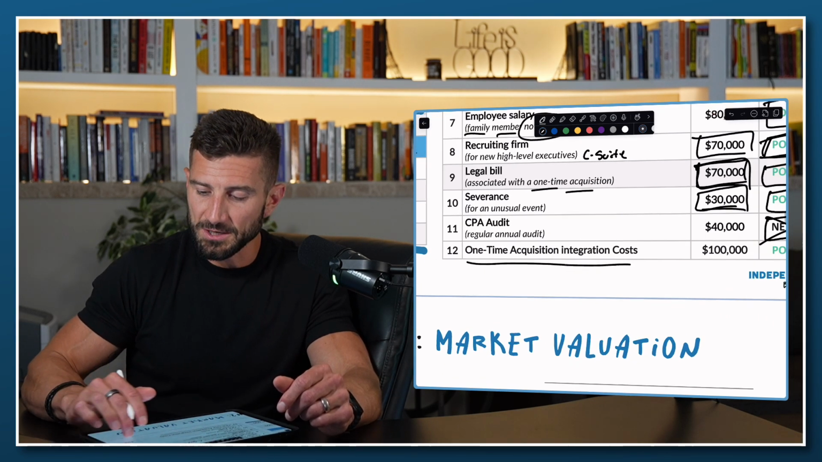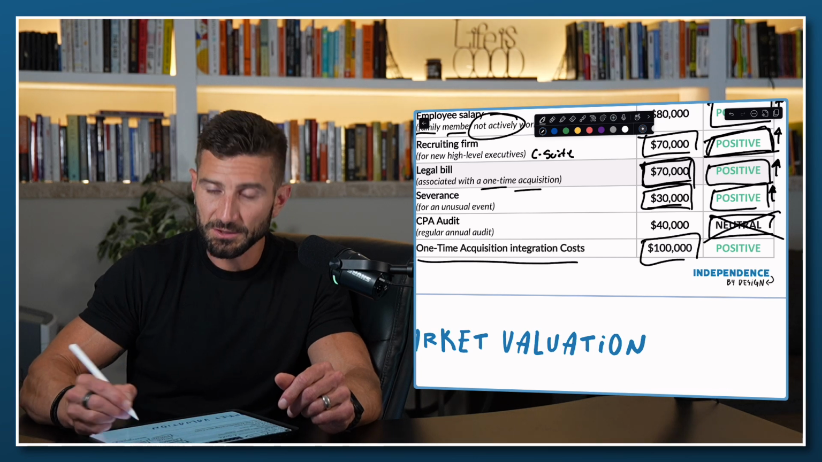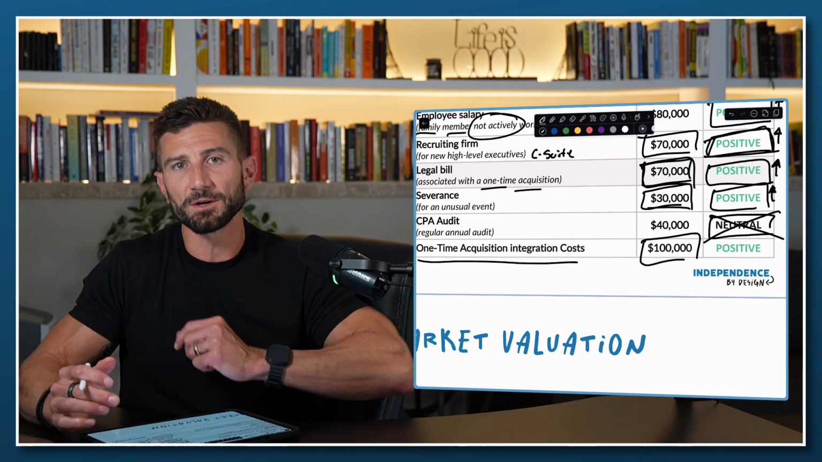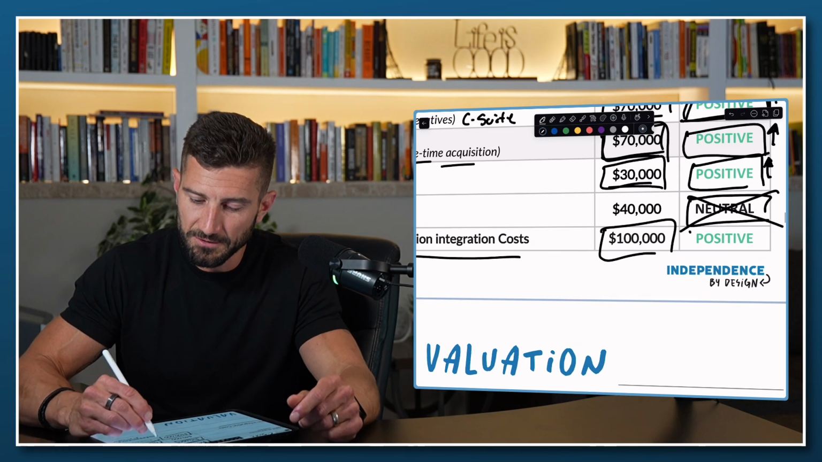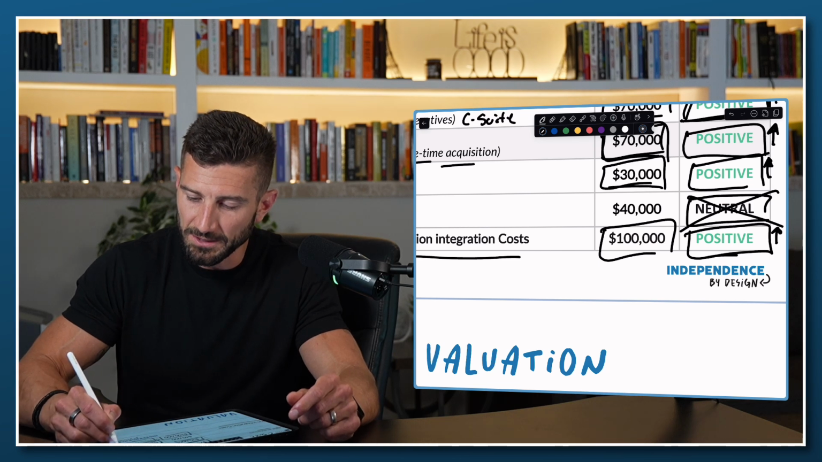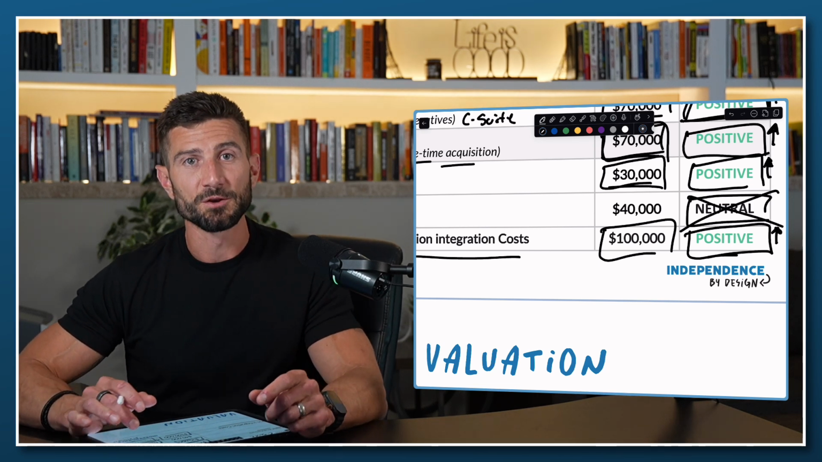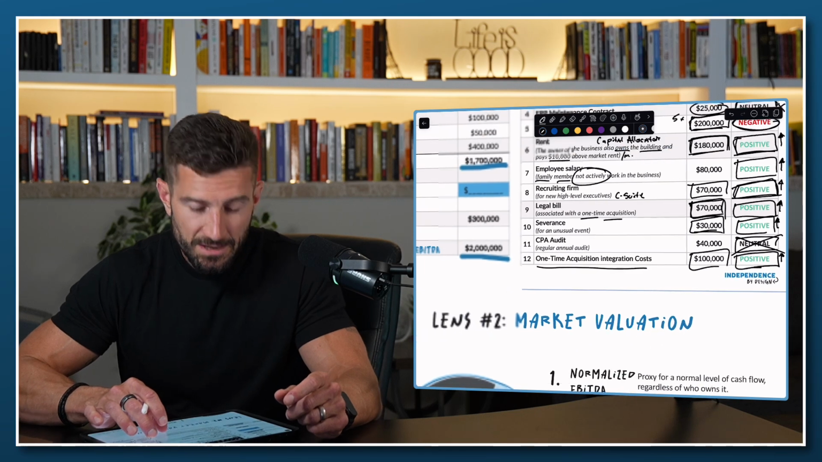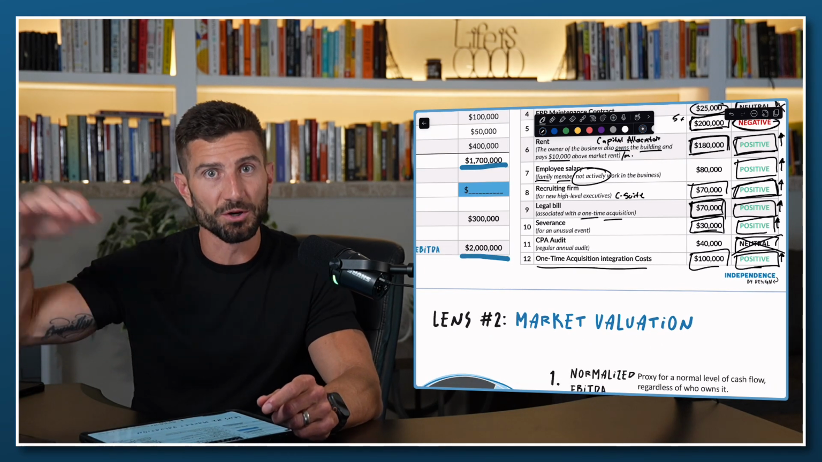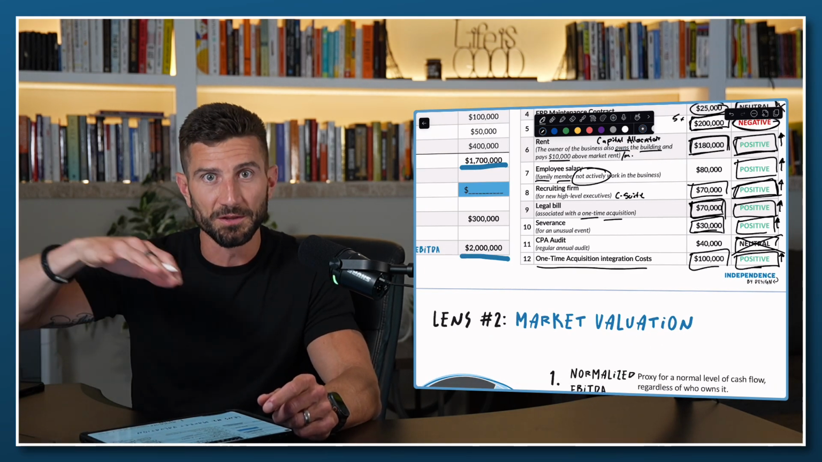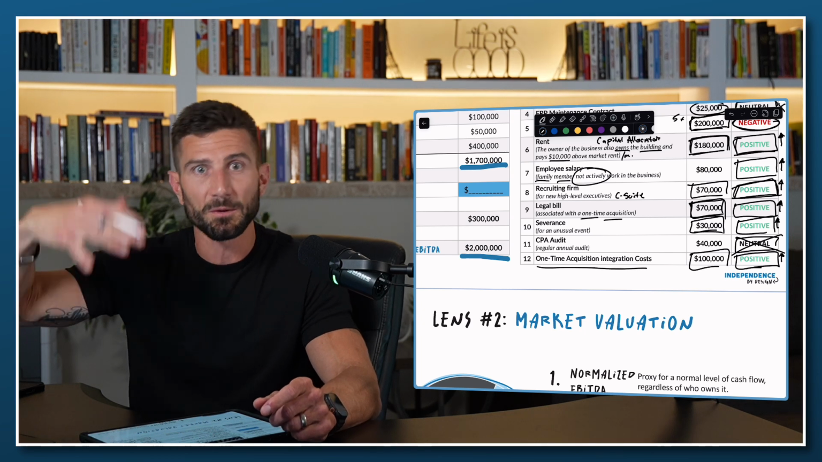One-time acquisition integration costs, $100,000. New logos, you're going to have to rebrand, integrate the systems. That is a positive because you are increasing the expenses, but you're not going to have to do that all the time. Unless you have acquisitions as part of your growth strategy that you're trying to show in the future earnings, you're going to be doing acquisitions all the time.